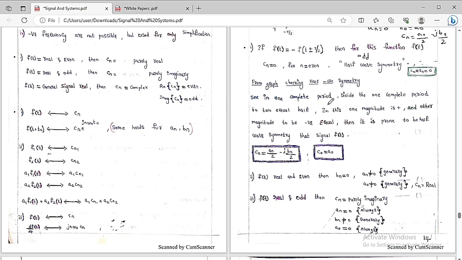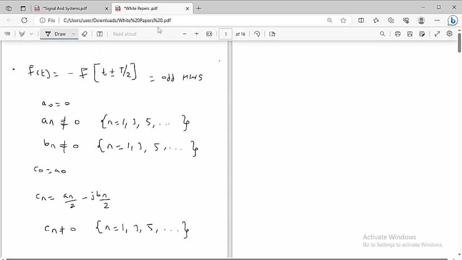See, take one complete time period and divide it into two equal halves. In this, one half's magnitude is positive and the other is negative and equal. Then it has half-wave symmetry. That signal f of t is going to have it. Basically, this is the odd half-wave symmetry. If you want a small example, this is the best example I can give you.